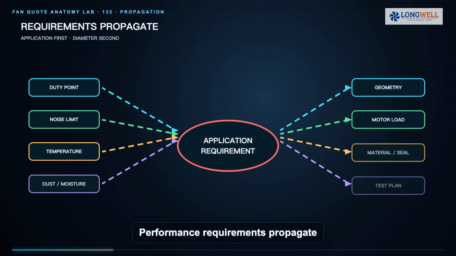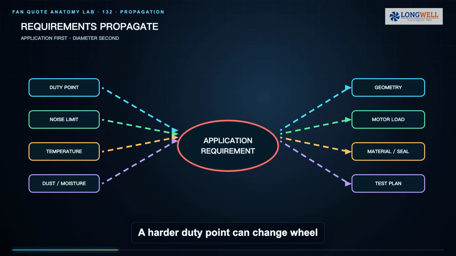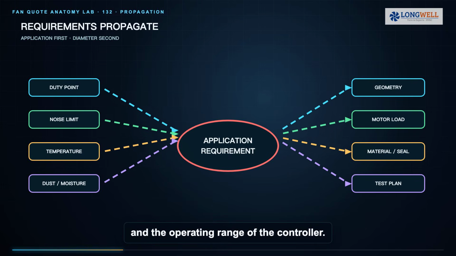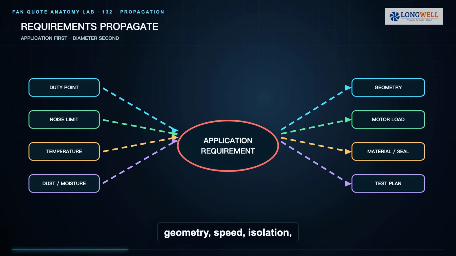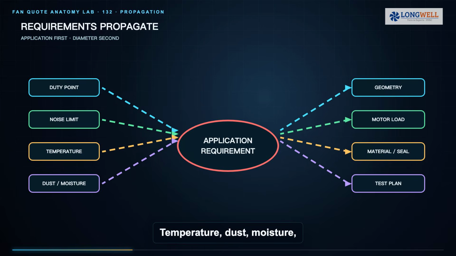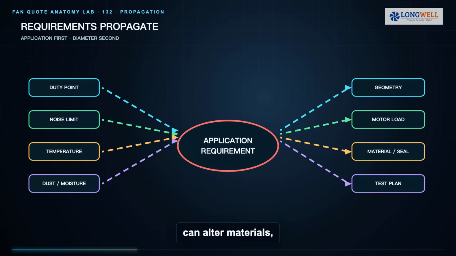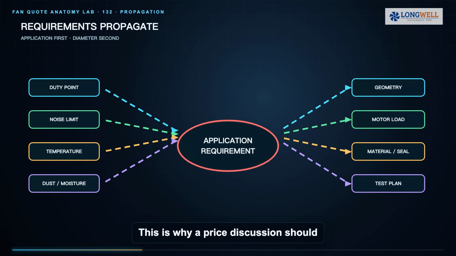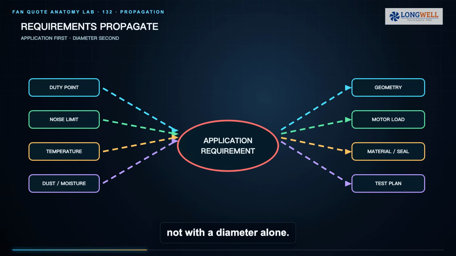Performance requirements propagate through that system. A harder duty point can change wheel geometry, motor loading, structural stiffness, and the operating range of the controller. Noise limits may require different geometry, speed, isolation, or verification. Temperature, dust, moisture, chemicals, and continuous duty expectations can alter materials, sealing, insulation, coatings, and tests. This is why a price discussion should begin with the application, not with a diameter alone.